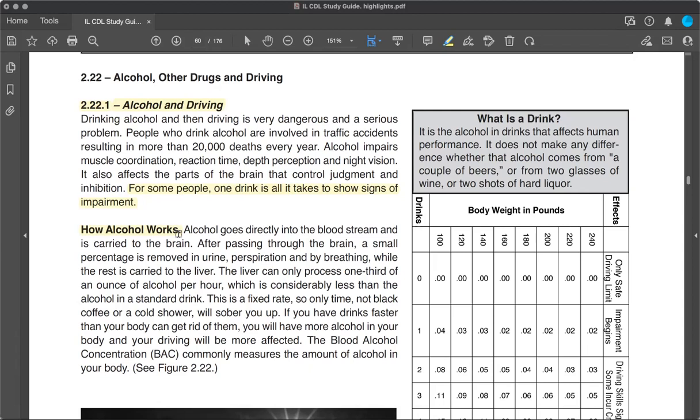It says this is a fixed rate. So only time, not black coffee or a cold shower, will sober you up. So make sure you make note of that. Only time can sober you up.